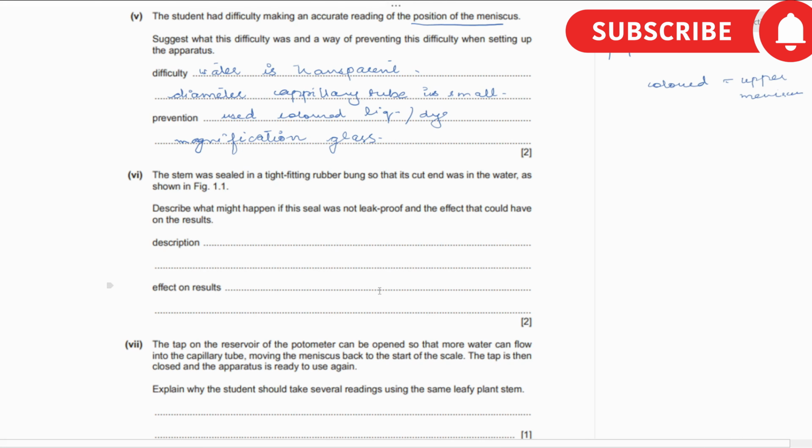The stem was sealed in a tight fitting rubber bung so that its cut end was in the water as shown in the diagram. Describe what might happen if the seal was not leak proof. Now, it may happen that the rubber may have some leakage. So, what effect would it have on your reading?